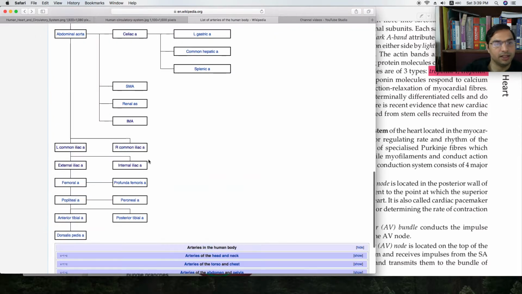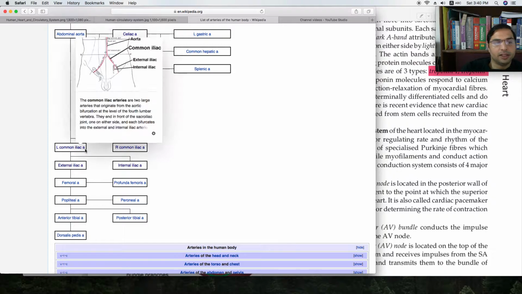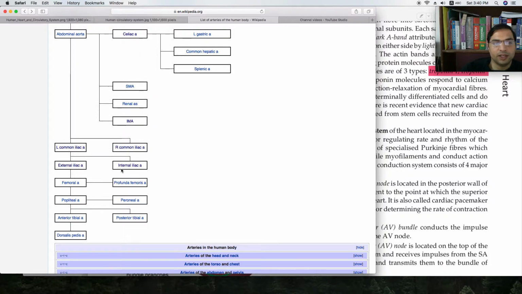Now these external and internal iliac arteries give their branches to the pelvis region, right. The pelvis can again be divided into right and left. So the left common iliac artery will give its branches to the left side of the pelvis, and the right common iliac artery to the right side of the pelvis, including the genital arteries, the urinary arteries, and all those things. After dividing into external and internal, it gives its branches.